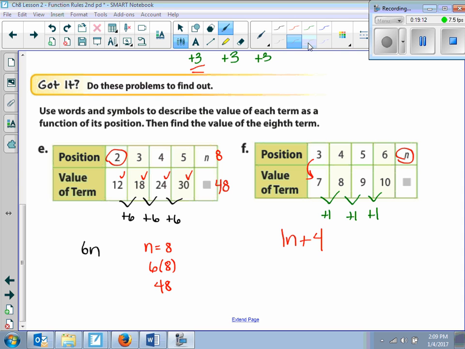Can I simplify 1 times n? Yeah, that's just going to be n plus 4, right? So let's see if that rule works for our table, for our sequence. So 4 plus 4 is equal to 8. 5 plus 4, 9. 6 plus 4, 10. Good. So that means that our rule is n plus 4. Now we need to find the 8th term. So that means that n, again, is equal to 8. So we have 8 plus 4, which is equal to, very good. So our 8th term is equal to 12.